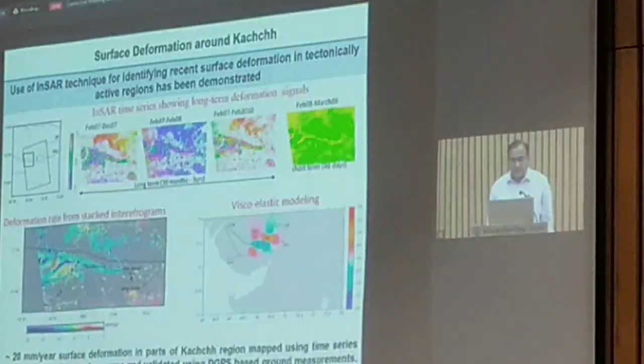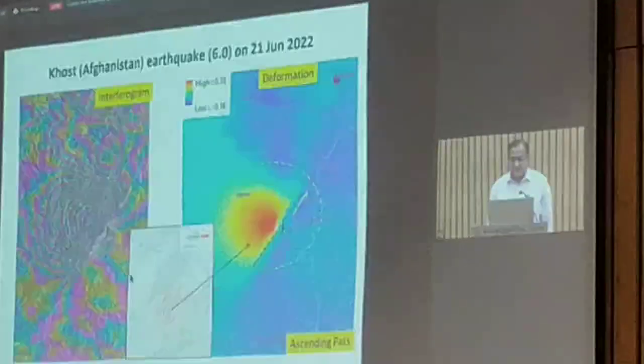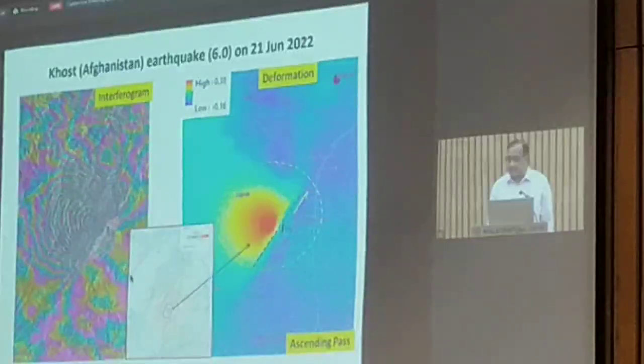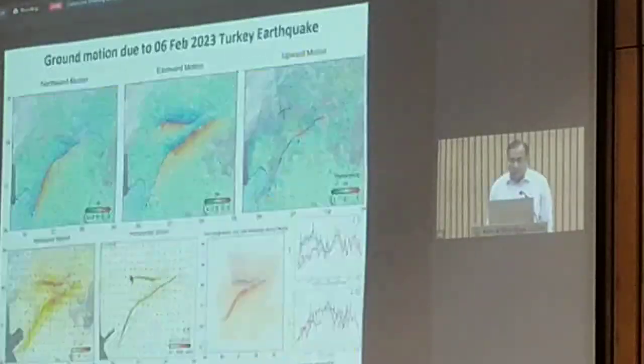Similarly, for earthquakes also, imaging using these technologies has been done. These are examples of various earthquakes. This is the Afghanistan earthquake. You can see the upliftment and the downlift along the fault. The fault also can be imaged using radar interferometry.